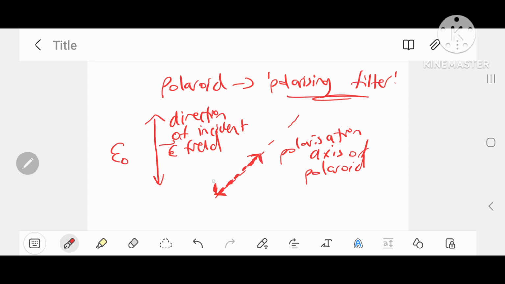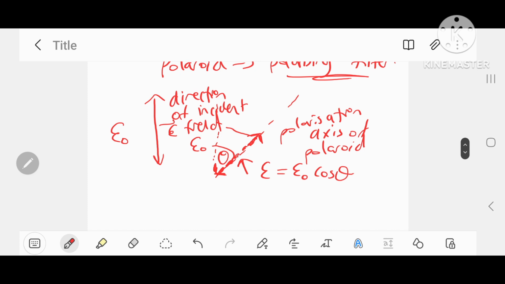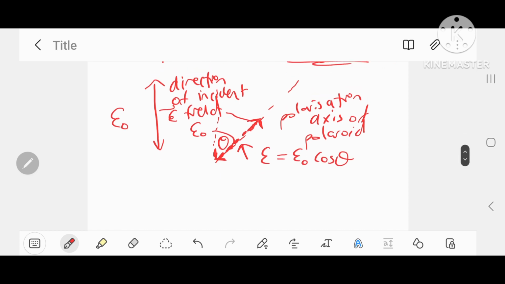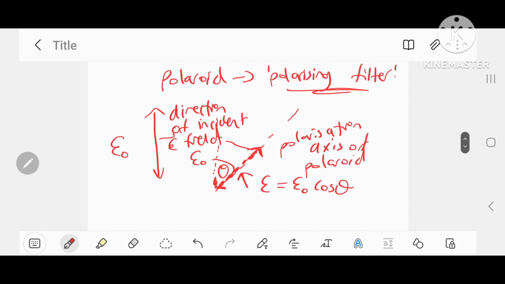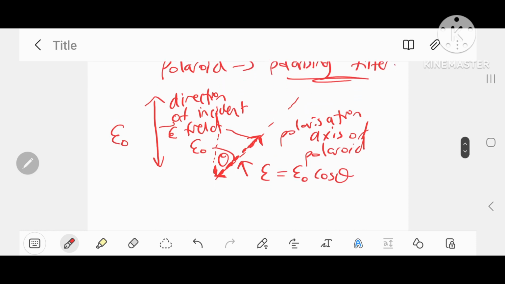Okay, it's coming in at some angle. I should say it's at some angle relative to the vertical, where the hypotenuse is the initial electric field. This electric field component along the polarization axis can be expressed as E sub naught cos theta. That's the transmitted electric field. Okay, cos theta because you have adjacent, which is the dark red line with arrows, and the hypotenuse, which is the initial electric field. So the filter, the Polaroid, only transmits the component of the incident electric field that's parallel to the polarization axis of the filter.